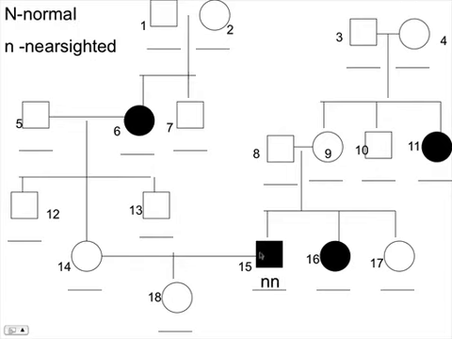Normal sided. Now, here's a note. These here, this is a marriage. Were they originally related? No, because this one here, 15, came from 3 and 4, and 14 came from 1 and 2. So, show the Punnett squares.